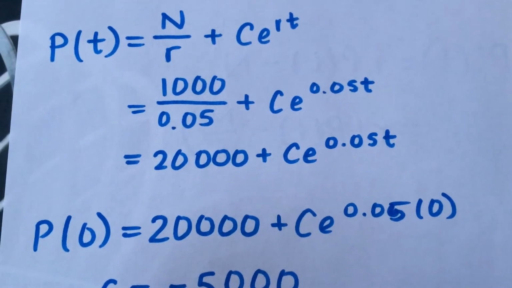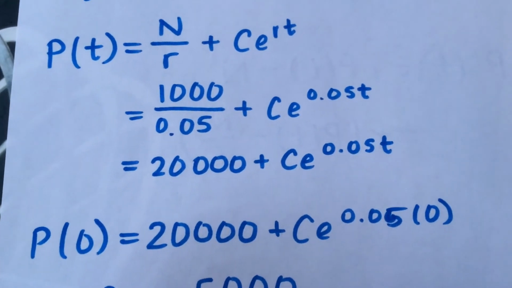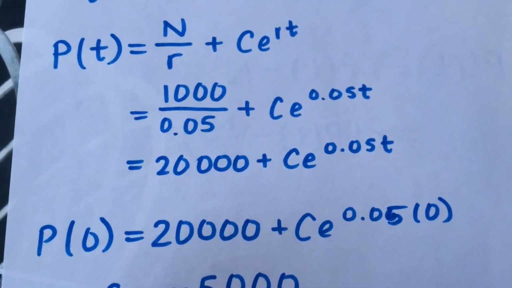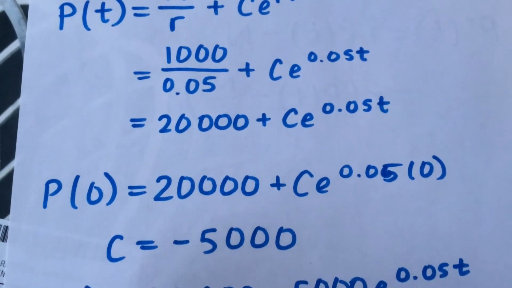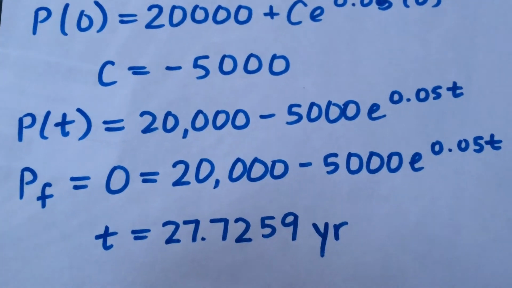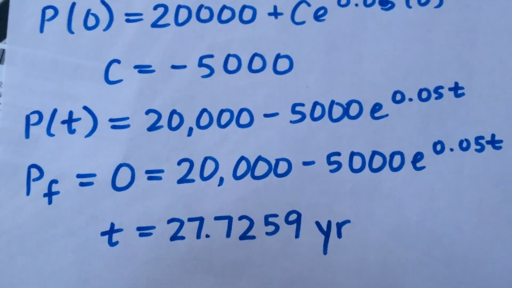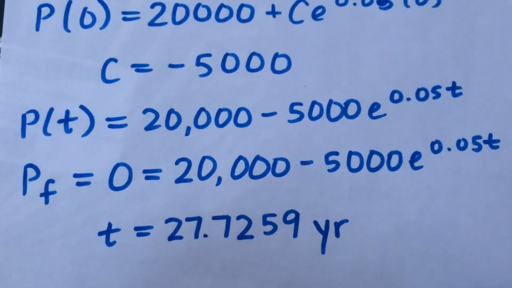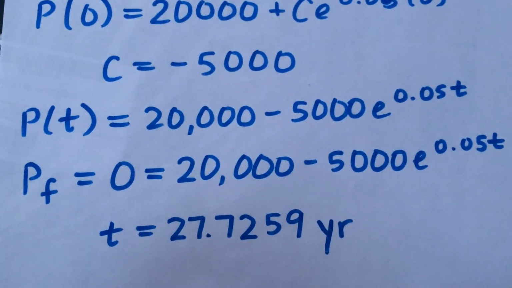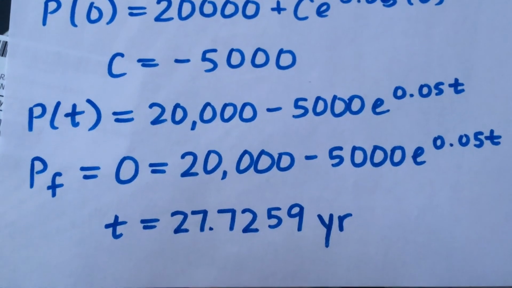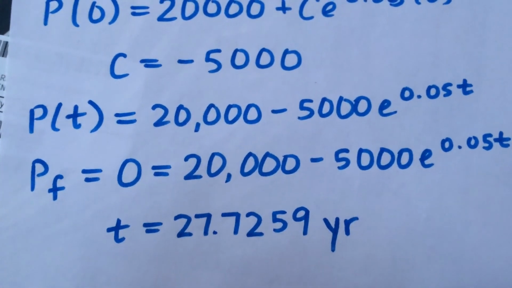First, we have to solve for c. Using the initial principal, we can solve for the c value, which is negative 5,000. Now that we have c, we can solve for how long it'll take for the principal to be equal to 0, or when the balance will run out of money, which ends up being 27.7259 years.